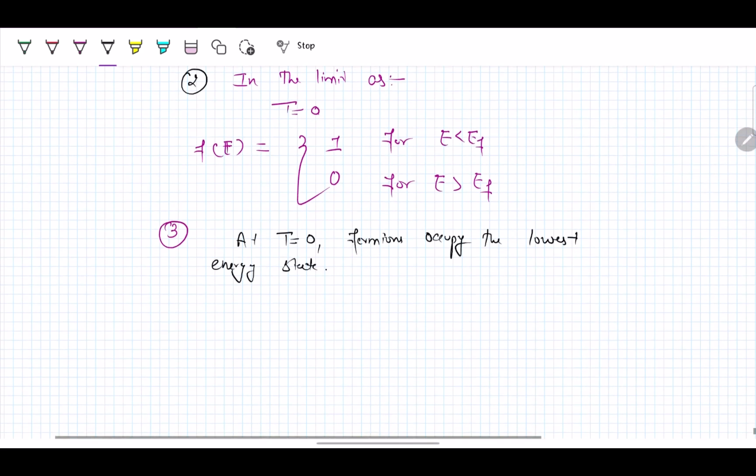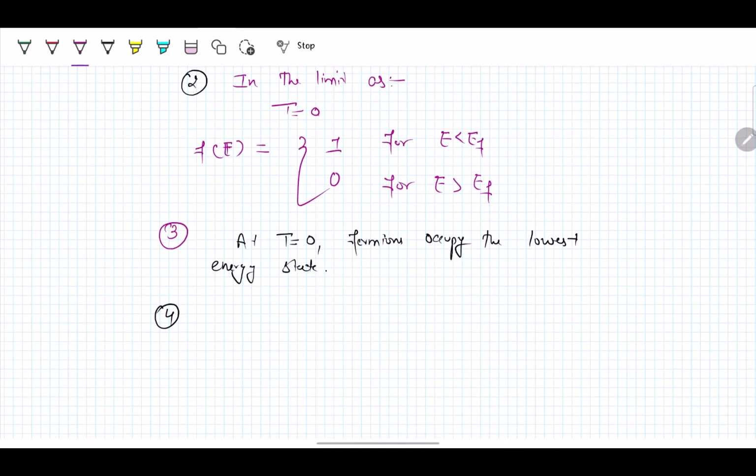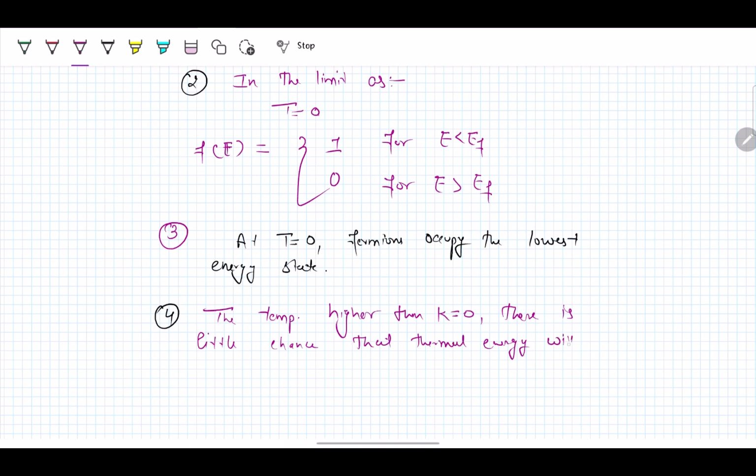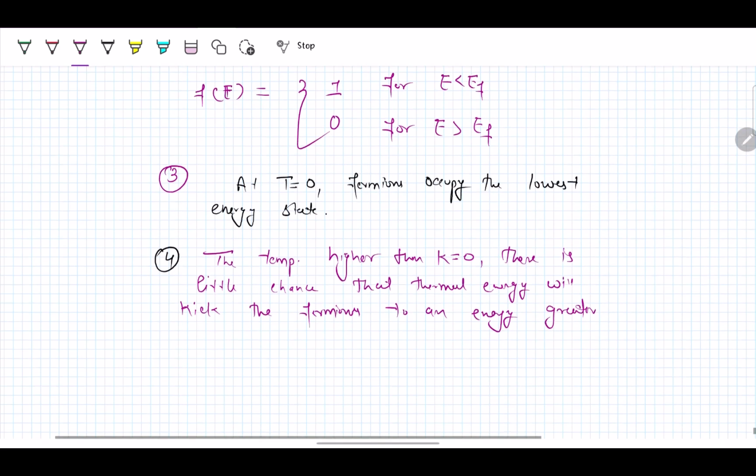All right, and the fourth point is that at a temperature higher than absolute zero, there is a chance that thermal energy will kick the fermions to an energy greater than EF.